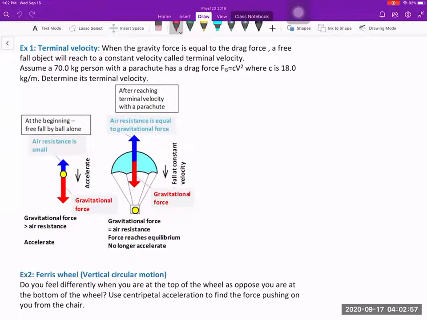In this video, we're going to show you some examples related to the drag force, which includes the special case of air resistance, and also some examples of circular motion.